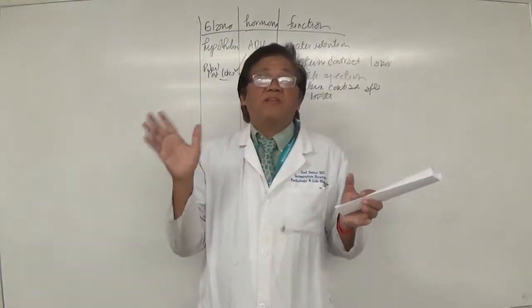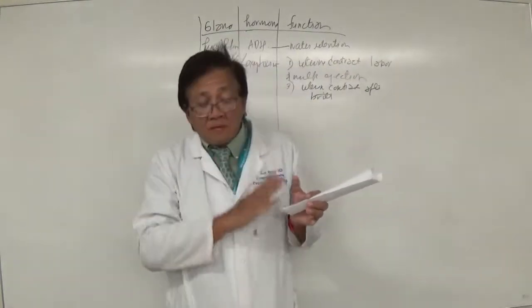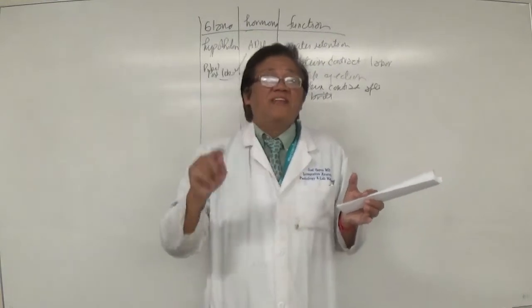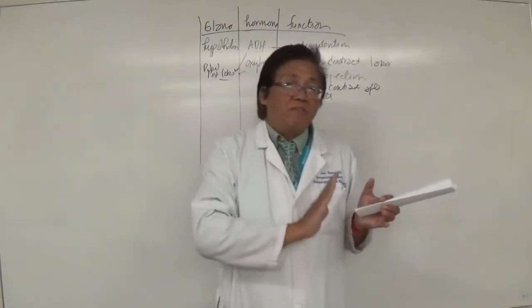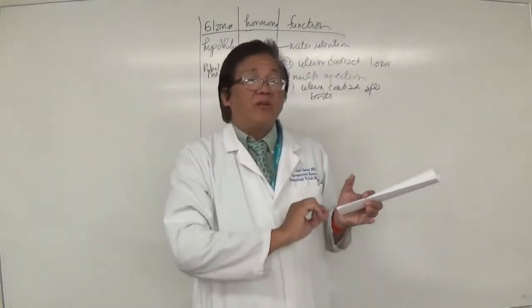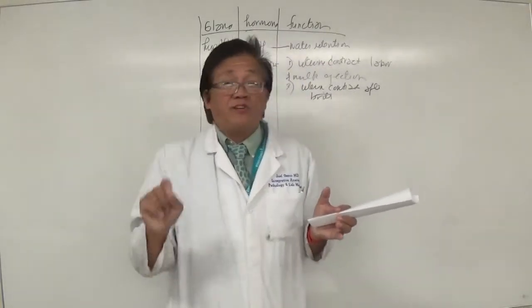Okay, which one comes out first? The placenta or the baby? Baby first. What is attached to the placenta and the baby? The umbilical cord. So the baby comes out first. There will be what? How do I know? And this will come out in the nursing board exam.